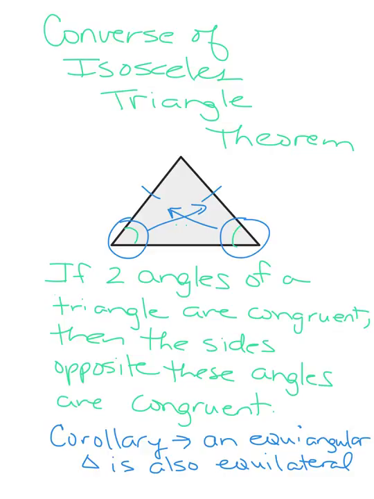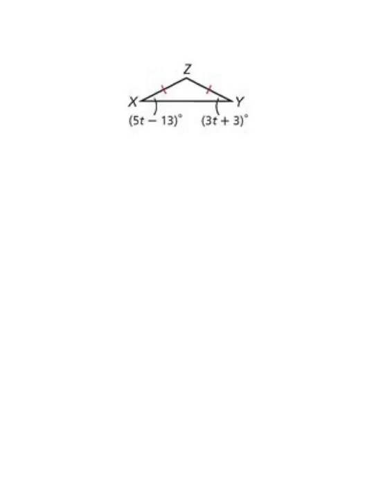There's also a corollary with this theorem as well. It states that an equiangular triangle is also equilateral. Now remember, equiangular means all the angles are congruent, and equilateral means that all the sides are congruent. So we're stating here with this corollary that if the angles are all congruent, then the sides are congruent as well. Now let's practice applying these theorems to some diagrams.